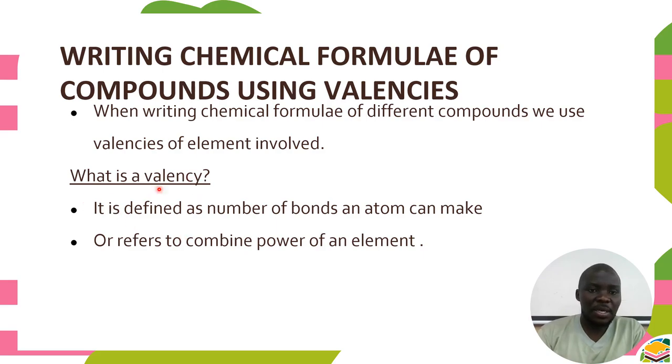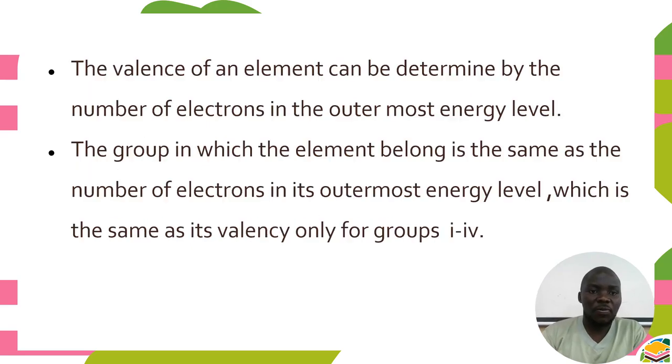You can check this valence and another valence where we have E here instead of Y is different. The other one is referring to the number of electrons in the outermost energy level, while this valence refers to the number of bonds an atom can make or combined power of an element. So this one helps us to write correct chemical formulas.